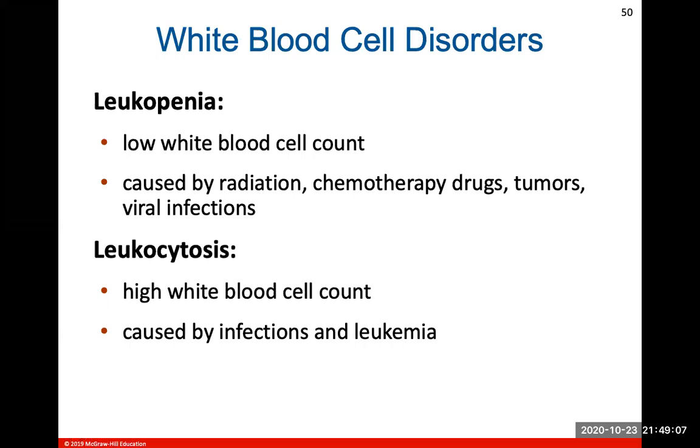Leukopenia is a low white blood cell count. It's caused by radiation, chemotherapy drugs, tumors, and viral infections. And that's because chemotherapy and radiation try to kill off all the cancer cells, and in doing so, they kill off other white blood cells. Leukocytosis is a high white blood cell count, and it's usually caused by infections and leukemia. If you have a high white blood cell count, it means your white blood cells are trying to fight off an infection. So that can be indicative of an even more serious disease.